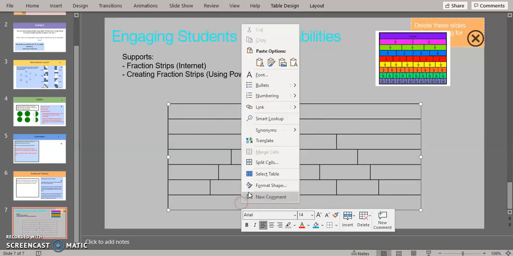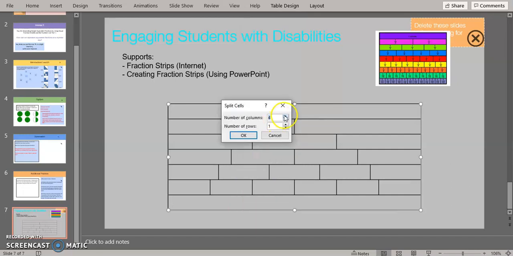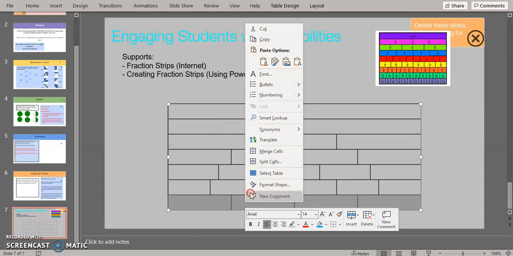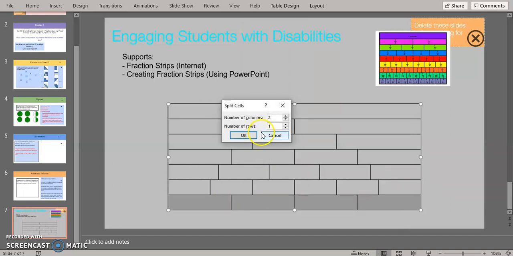The last one's going to be a little tricky because you'll notice that you can't go up to 8. But what we can do is we're going to divide into 4, and this will serve as a fraction lesson. We're going to split the cells again, but this time 2, right? 4 times 2 is 8, and voila, you got your fraction bar.